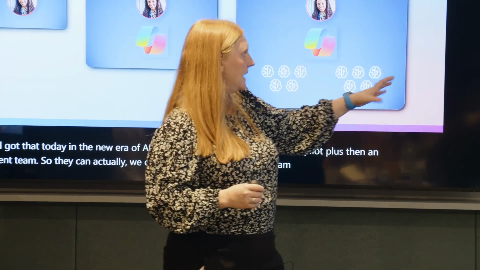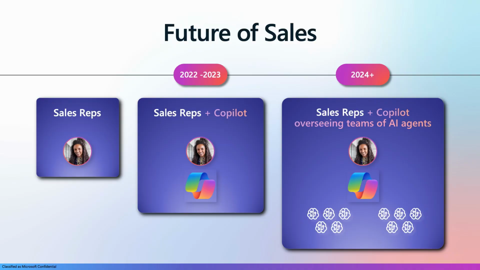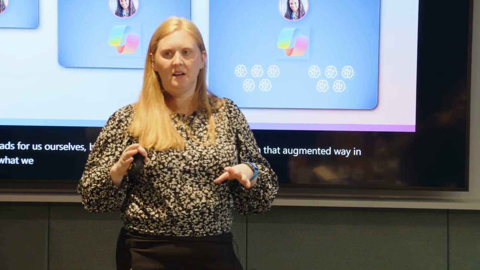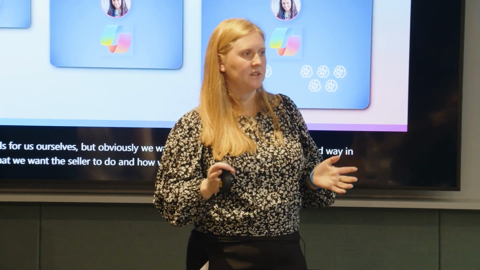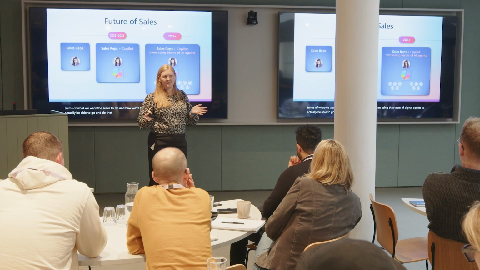So we've got our sales rep plus Copilot, and then these sales agents, which can be in the background, do things like research and even qualify leads for us. But obviously we want to work in that augmented way in terms of what we want the seller to do and how we're then using that team of digital agents to actually go and do that. So digital sales team.